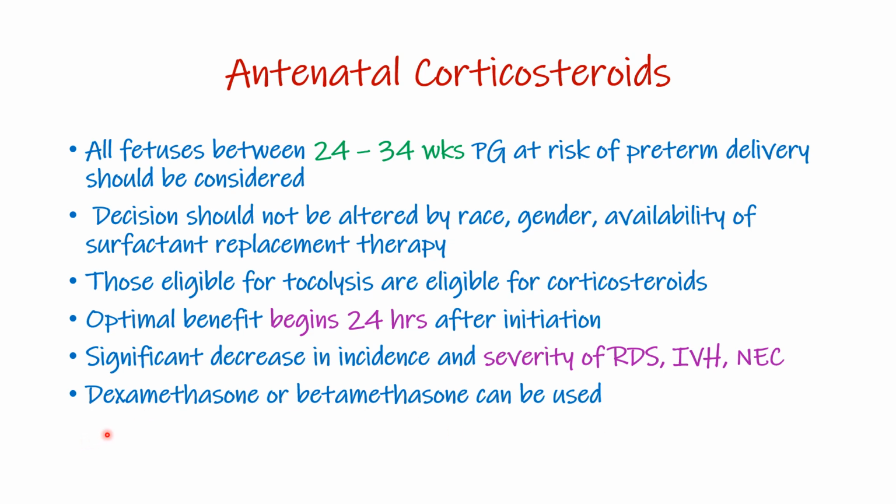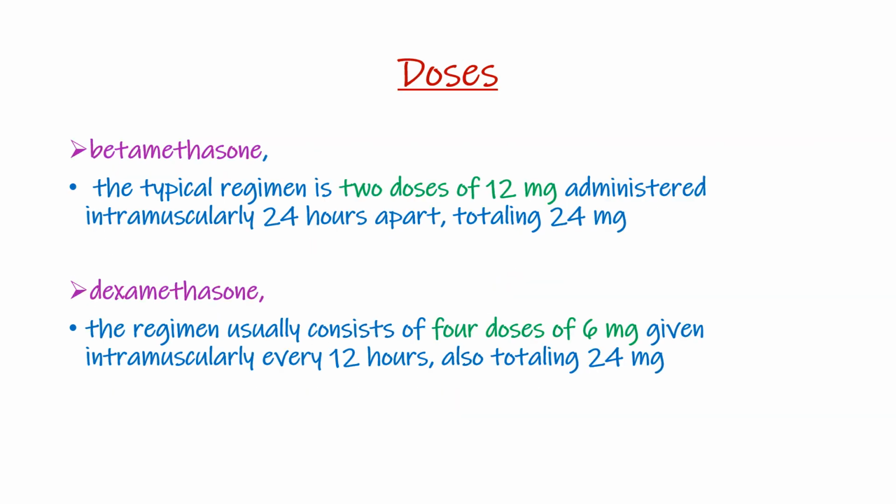So the drugs that we use are dexamethasone and betamethasone. We are going to talk about the dosage in the next slide. For betamethasone, the typical regimen is two doses of 12 mg, administered intramuscularly, 12 hours apart, and the total is 24 mg. So the total for both betamethasone and dexamethasone is 24. And we say that you have to wait 24 hours to achieve optimal benefit, as we talked about in the previous slide.